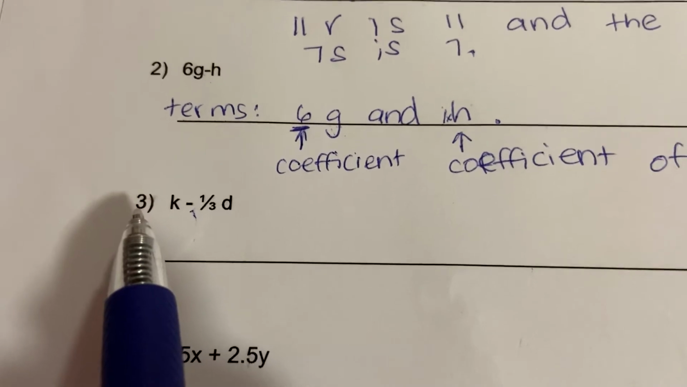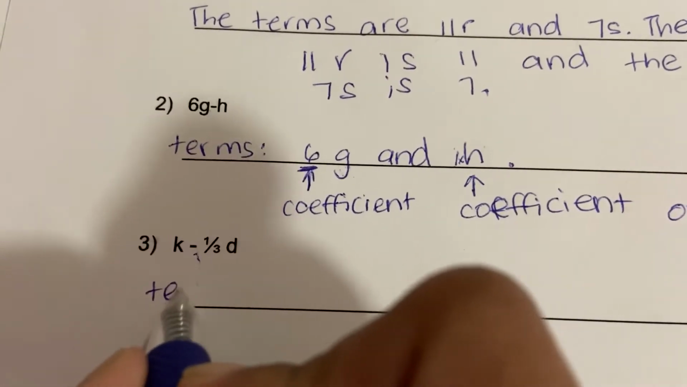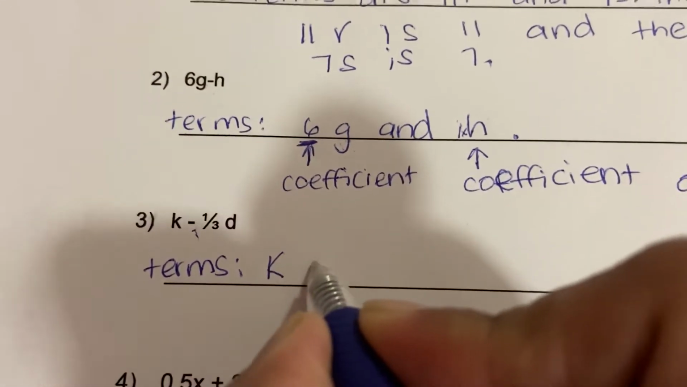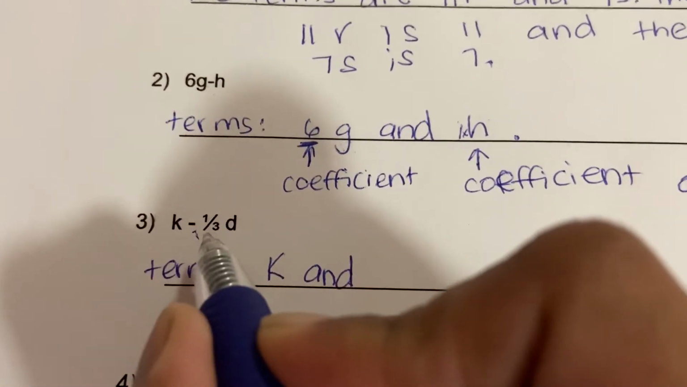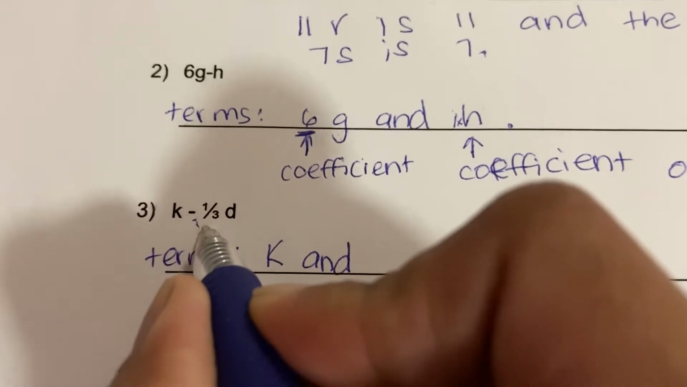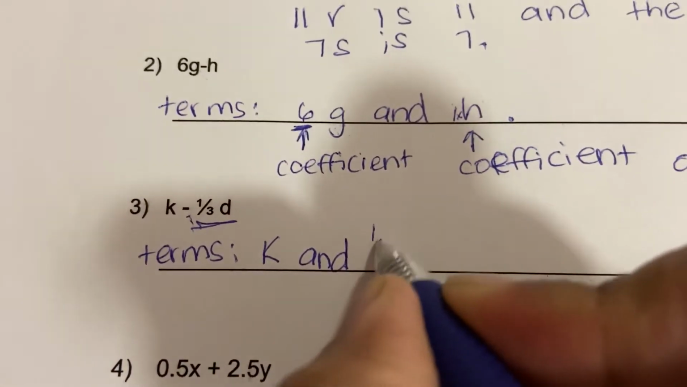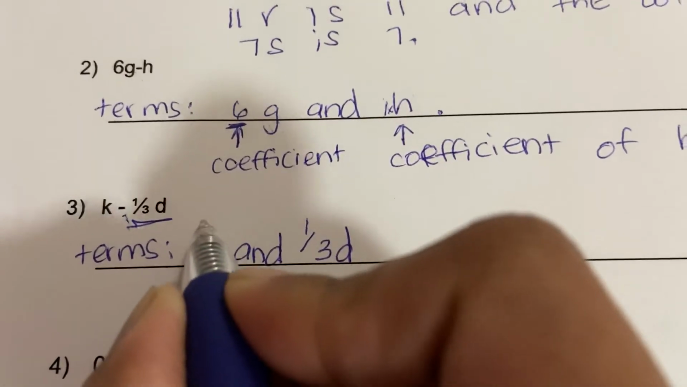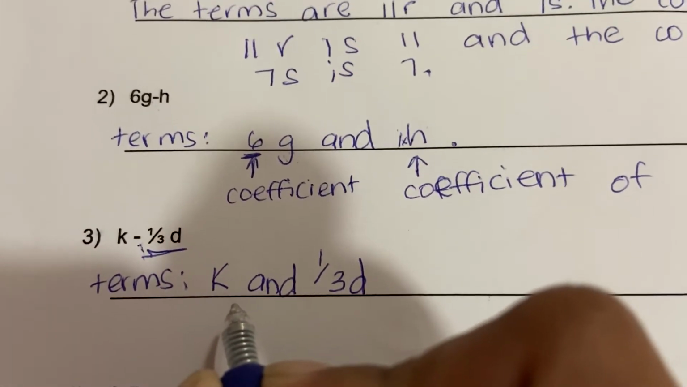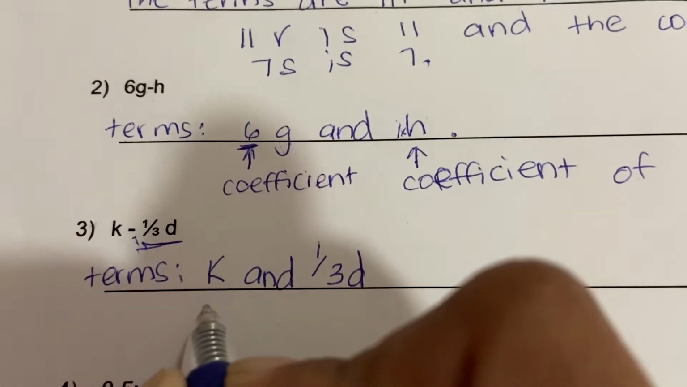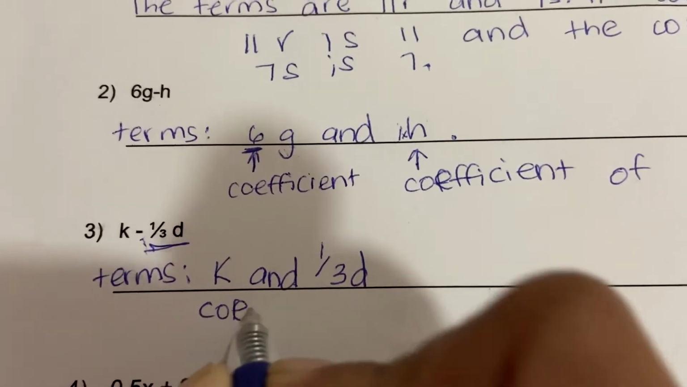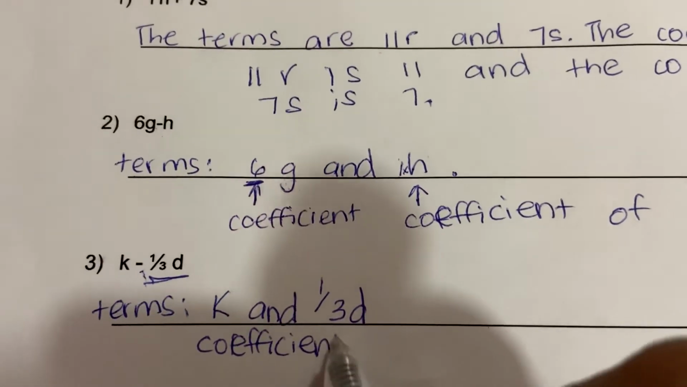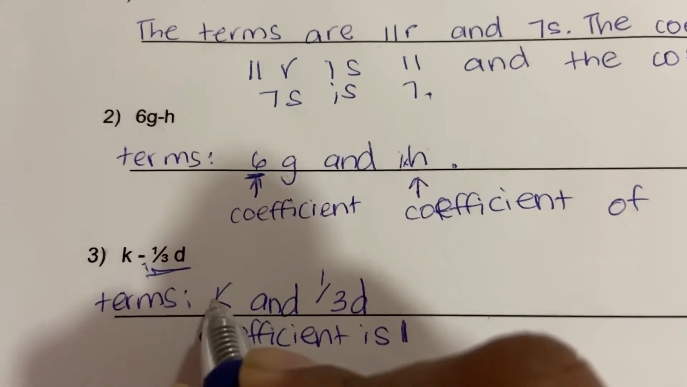I have k on this side. That's one term. So my terms would be k, and my other term is right here, 1/3 d. This whole thing is a term. So the coefficient, what's getting multiplied by k? Well, we spoke about this. Whenever there's a variable by itself, the coefficient is 1. That's for k.